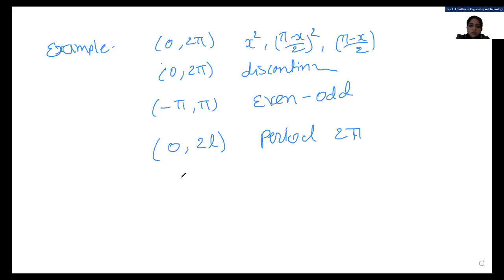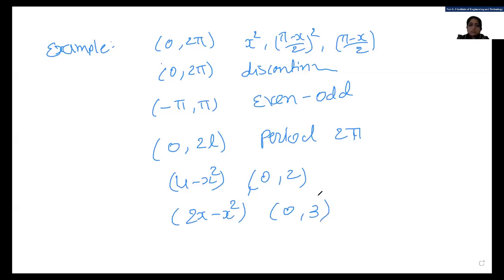Yesterday, we did two examples. One is 4 minus x square, with the limits 0 to 2. The other example is 2x minus x square, with the limits 0 to 3.